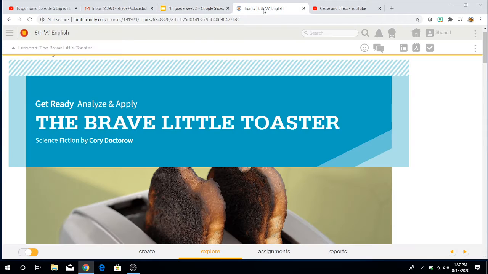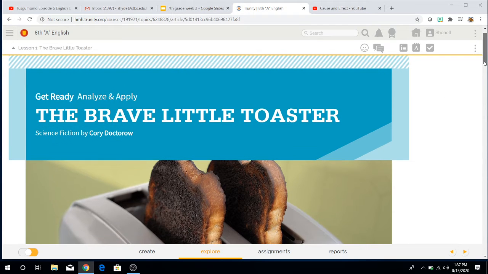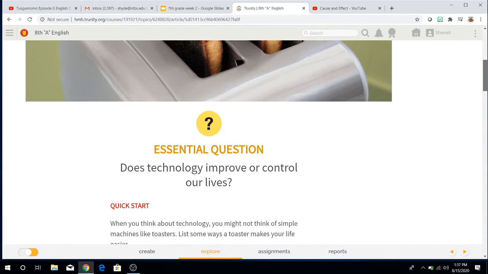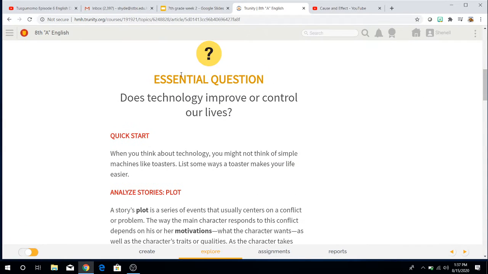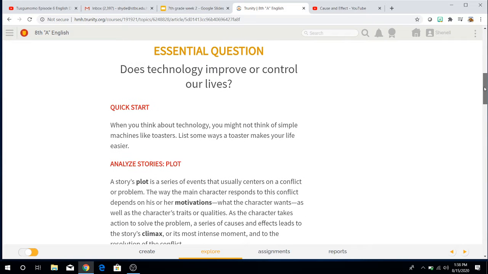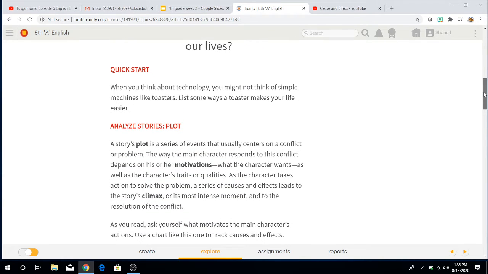So we are still talking about The Brave Little Toaster, which is a science fiction story written by Cory Doctorow. Now, don't forget our essential question. Does technology improve or control our lives? Remember that we always have to remember our essential question because this is the question for our entire unit. And at the end, we have to really have a good answer for that after analyzing the stories that we've read.